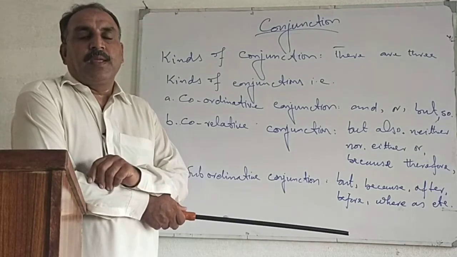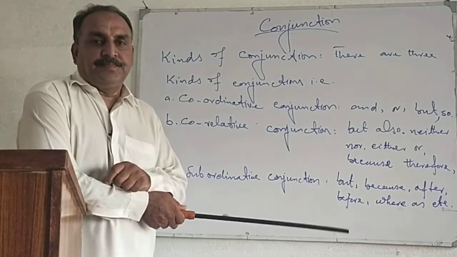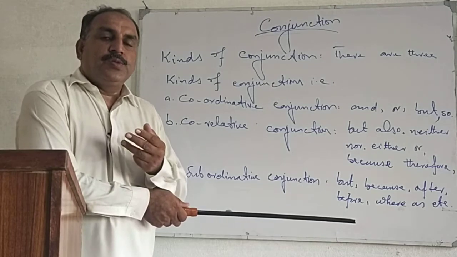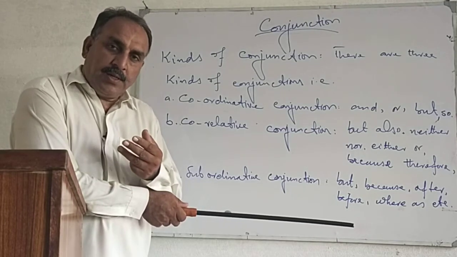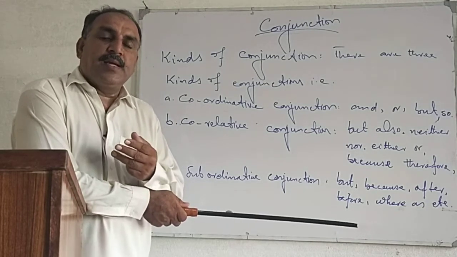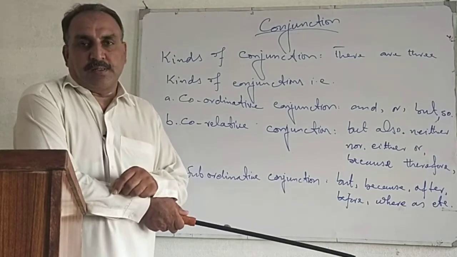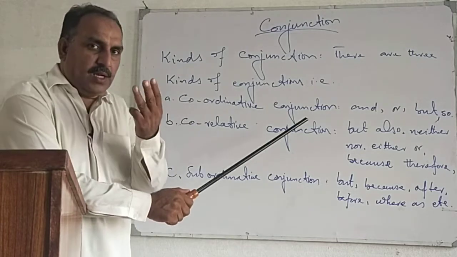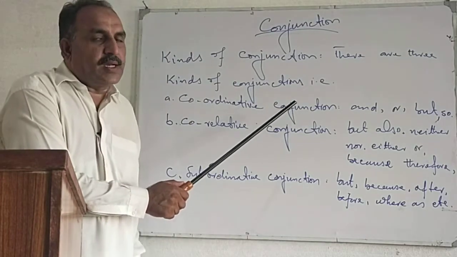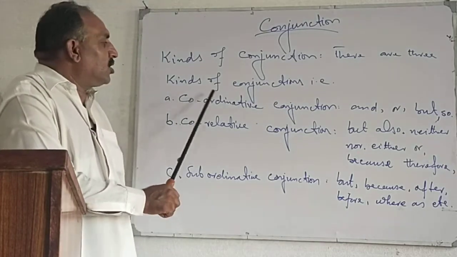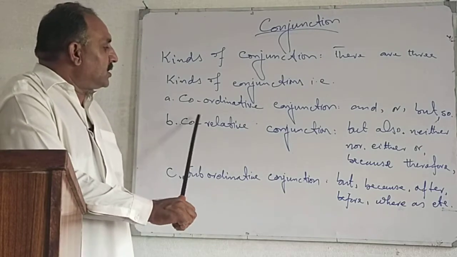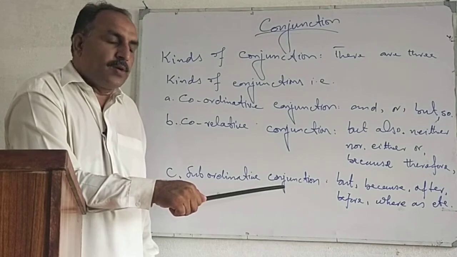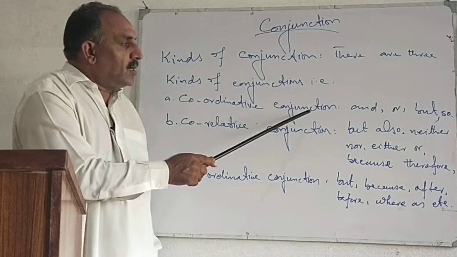For example, I tell you, but is a conjunction. It is used as a coordinating conjunction as well as a subordinative conjunction. I start with coordinative conjunction. We have three kinds of conjunction, three categories of conjunctions. One is coordinative conjunction, the second is correlative conjunction, the third is subordinative conjunction. Okay? What is coordinative conjunction?